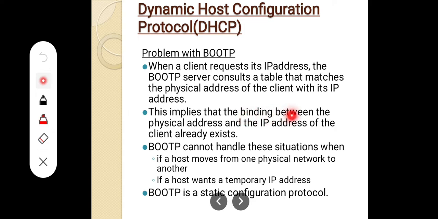This implies that the binding between the physical address and the IP address of the client already exists. So the mapping already exists in that table. But the Bootp server cannot handle some situations. Which situations? First one is if a host is moving from one physical network to another. If the host is moving, it cannot handle this. Bootp cannot handle the IP address because this IP address will be changing every time, so such a mapping will not be available in the table. Because that table is actually a static table.